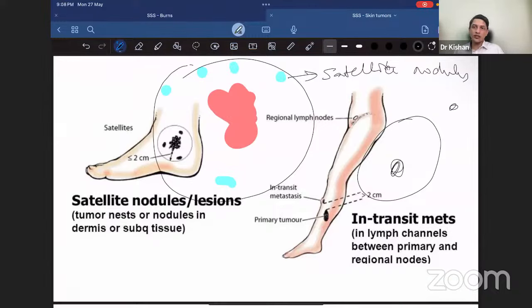In-transit metastasis, because through lymphatics they are going to the regional lymph nodes. So that's called in-transit metastasis. Okay, there's a difference. The criterion is less than 2 centimeters and more than 2 centimeters. Remember that: satellite nodules and in-transit mets. These are the clinical features, and I'll come to that again.